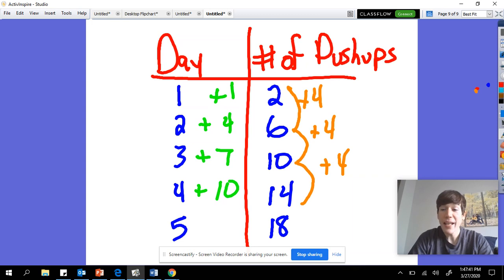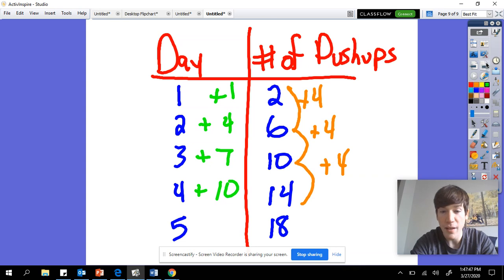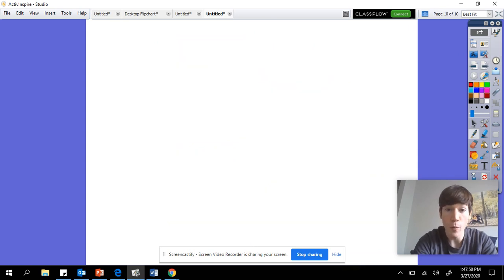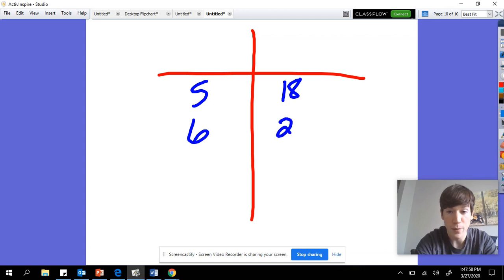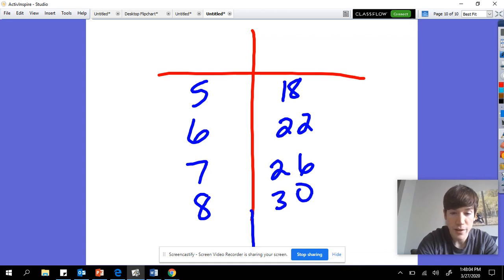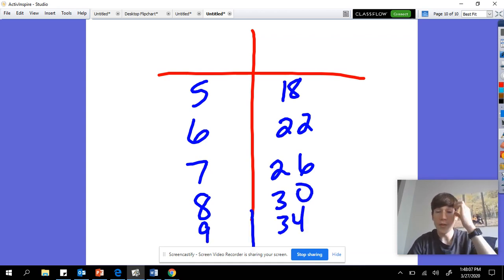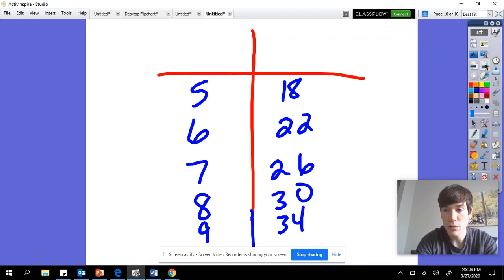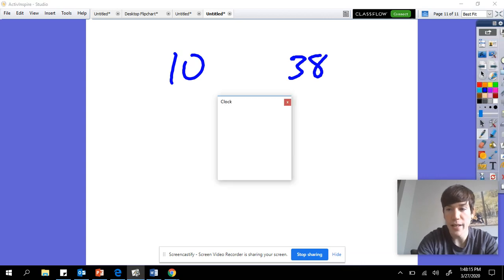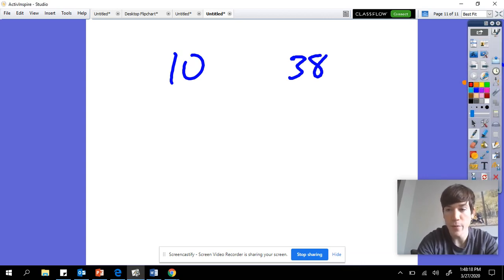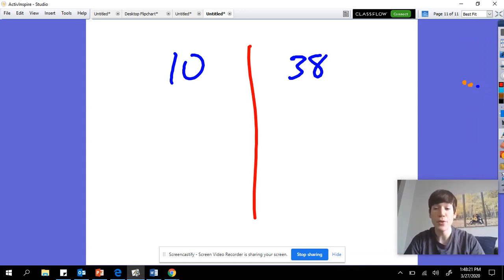So there's multiple different patterns that you may see here. Now, the second question I asked you after day 5 was to figure out day 10. There's a couple of ways that we could go about doing this. We could, for one, continue our chart here. We knew that day 5 was 18, so we could say day 6 is going to be 22, day 7, 26, day 8, 30, day 9, 34. So then day 10 would have exactly 38 push-ups.